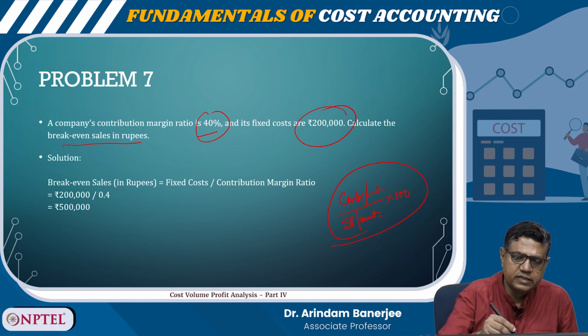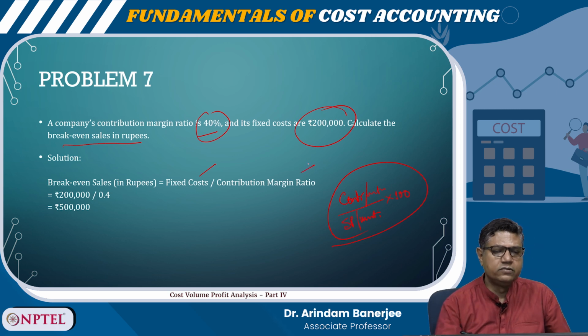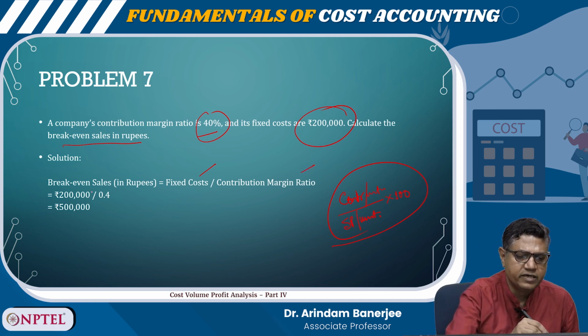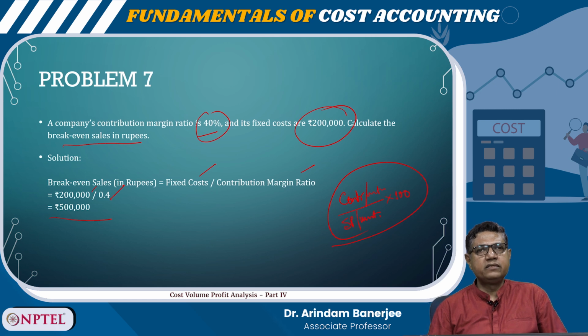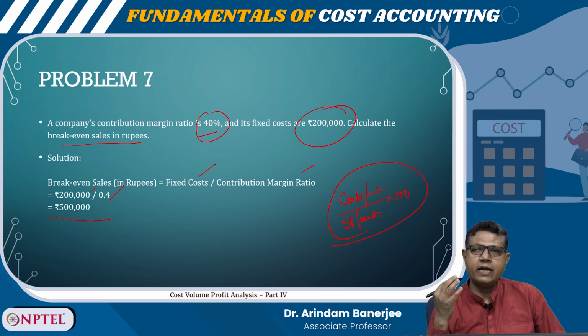So, break-even sales in rupees is fixed cost divided by contribution margin ratio. Fixed cost is given, it is 2 lakh, divided by 0.4. So, it is coming to 5 lakh. That means, if the company sells worth rupees 5 lakh, it will reach the no profit, no loss zone. If the company makes any additional sales beyond 5 lakh, the company will be able to make profit.